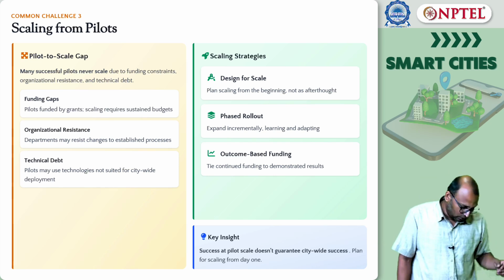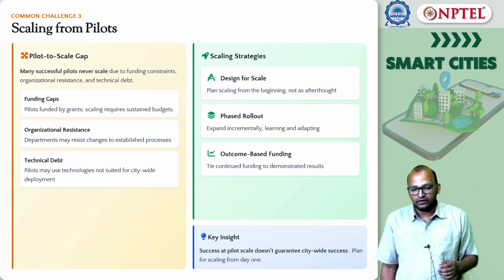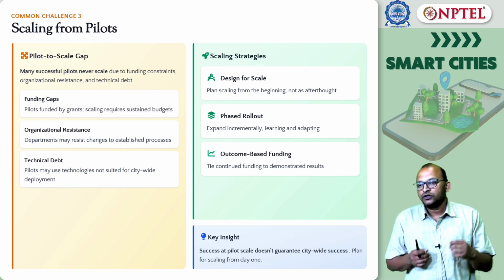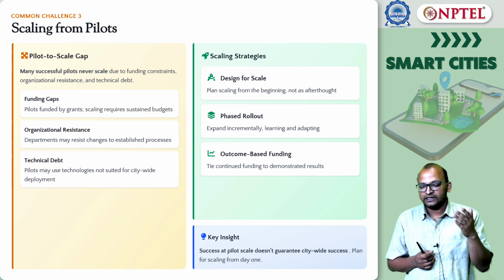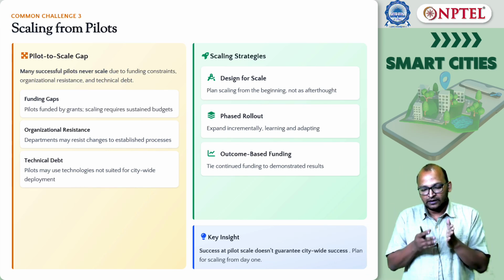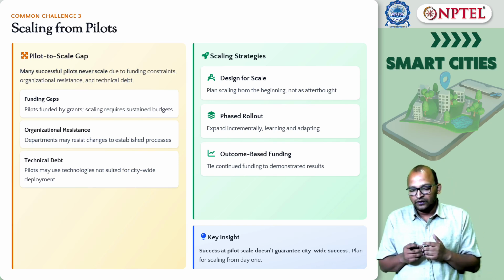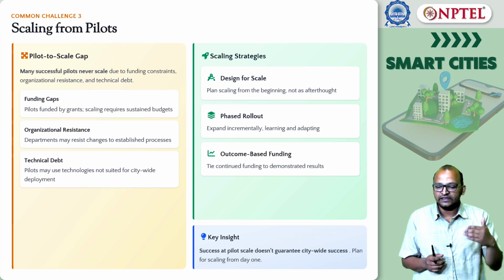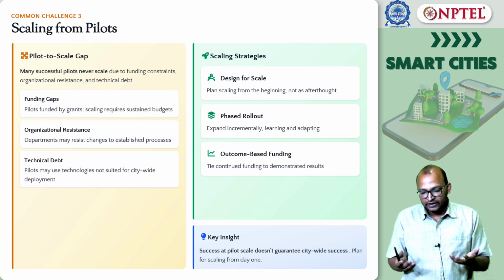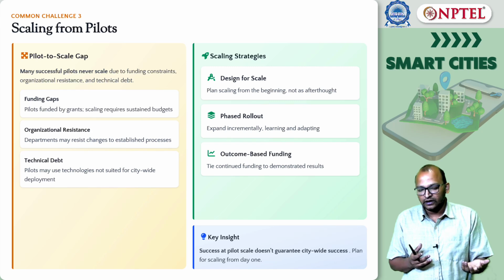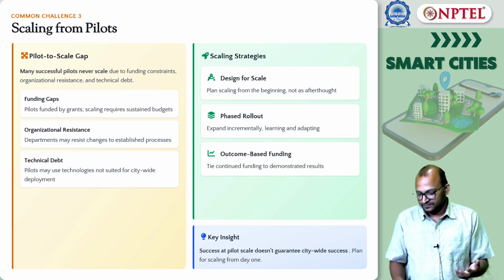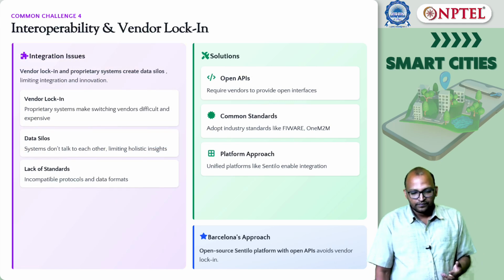Now let's see how we can avoid these kinds of scaling challenges. We can use design for scale, that is, plan scaling from the beginning, not as an afterthought. We can also use a phase-wise rollout, and outcome-based funding, that means tying continued funding to demonstrated results.